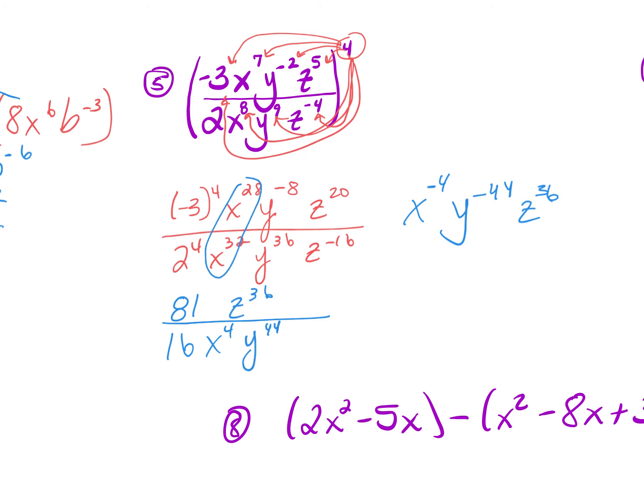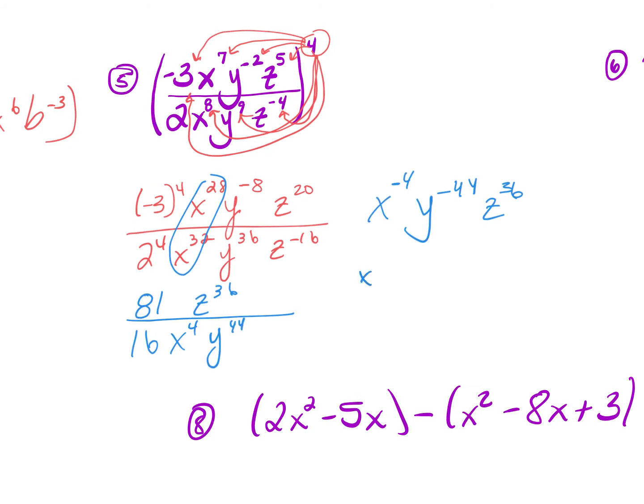Now, if that is confusing to you guys, you can look at it a different way. Like I just said, 28. You can say there's 28 x's. 1, 2, 3, 4, 5, 6, 7, 8, 9, 10, 11, 12, 13, 14, 15, 16, 17, 18, 19, 20, 21, 22, 23, 24, 25, 26, 27, 28, right?